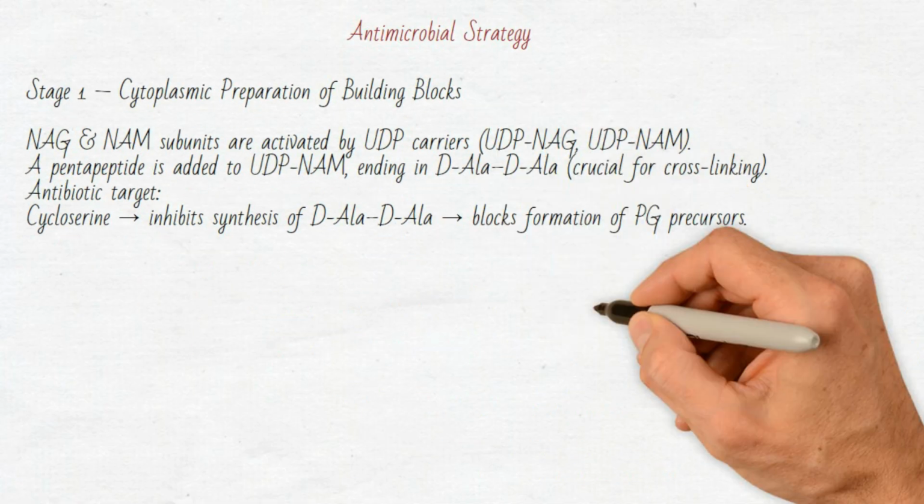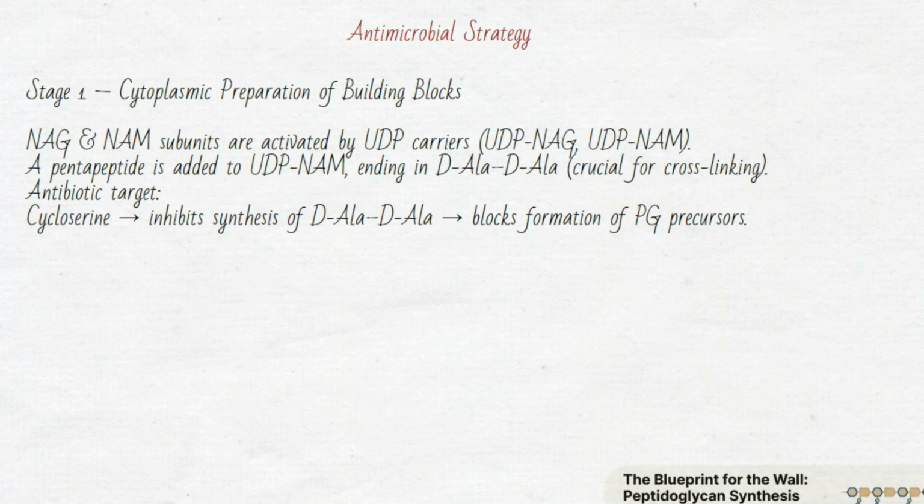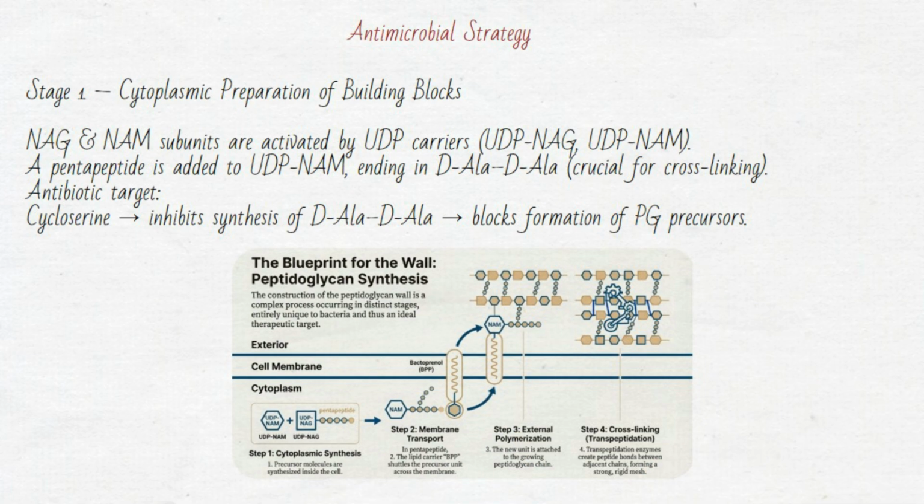If we look at how the PG wall is built, the bacterial peptidoglycan polymer is constructed on the surface of the cell membrane via a series of distinct stages we can target. Stage 1 is preparing and activating the building blocks inside the cytoplasm. As in all biological polymerizations, NAM and NAG subunits are activated by attachment to a carrier molecule, in this case, the nucleotide uridine diphosphate, or UDP.